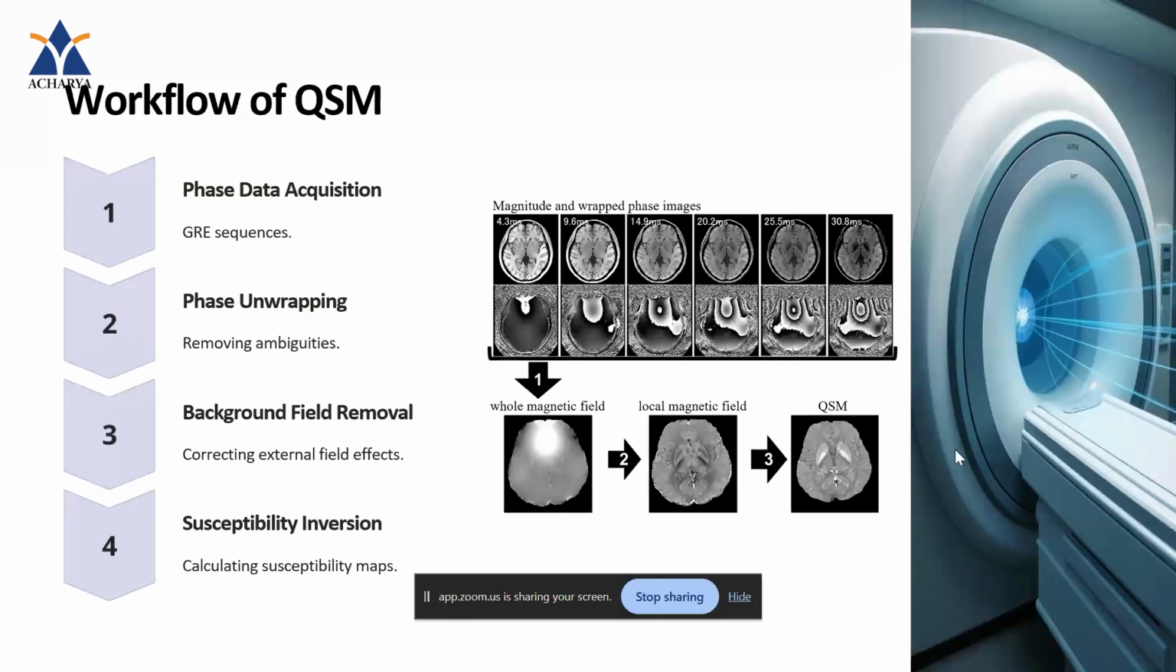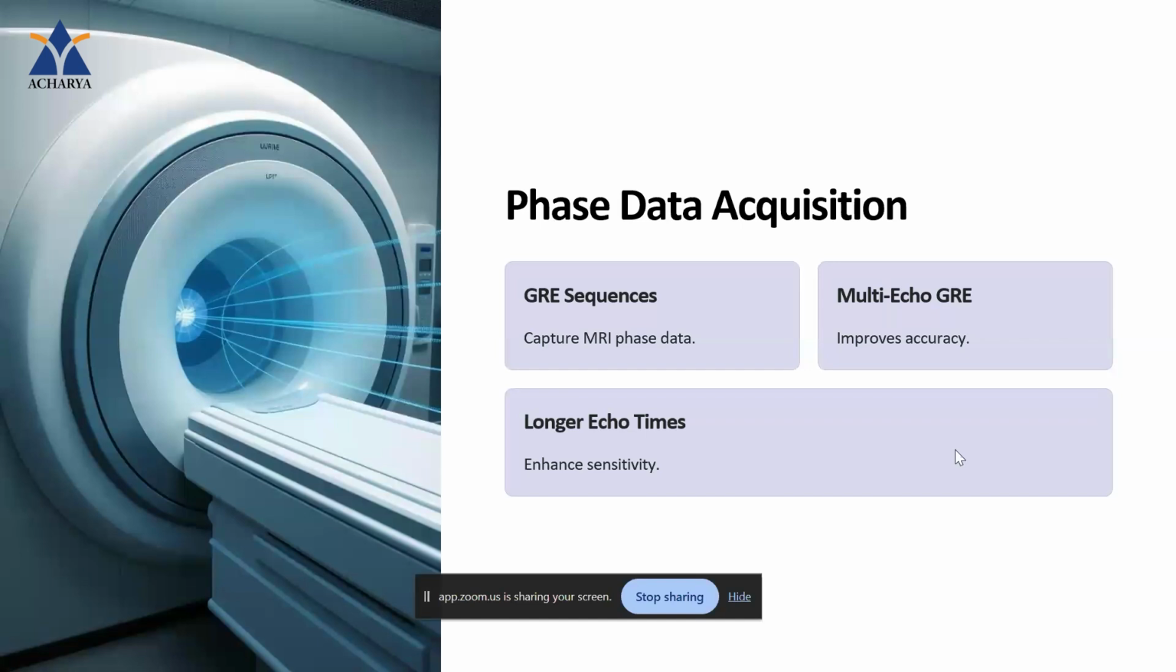Moving on to the workflow of QSM. Basically there are four steps in its workflow. The first step is phase data acquisition. Then we have phase unwrapping. The next step is background field removal. And the fourth and last step is susceptibility inversion. We'll see these steps in detail.